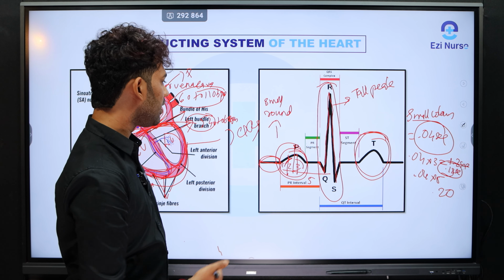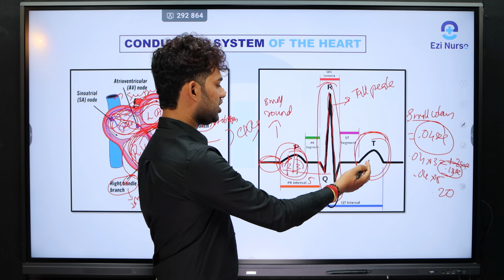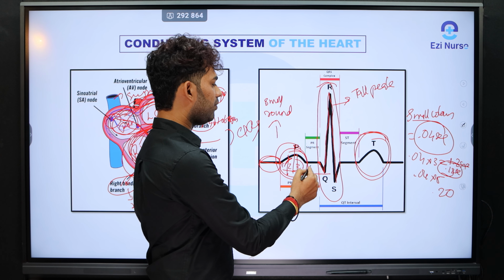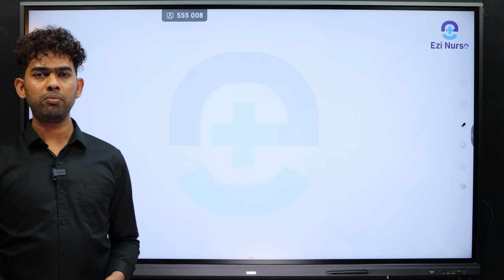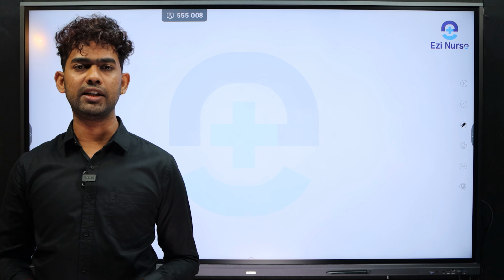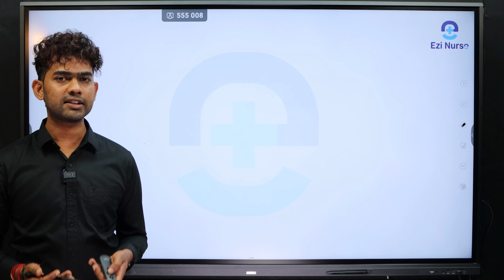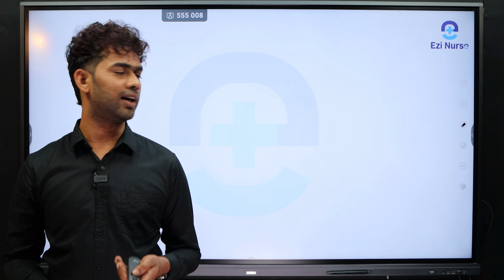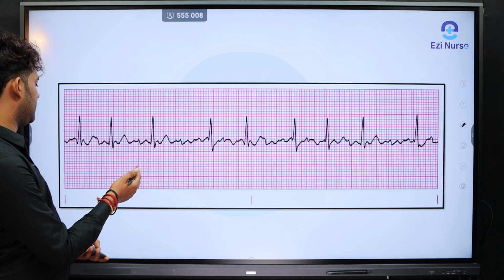Okay. So we discussed the P wave, QRS complex and T wave, and here we discussed the PR interval. Clear? I hope you have got a clear idea regarding the conductive system of the heart and ECG waves. Then let's start to analyze the rhythm. Yes, we can start. And the first rhythm will be this.